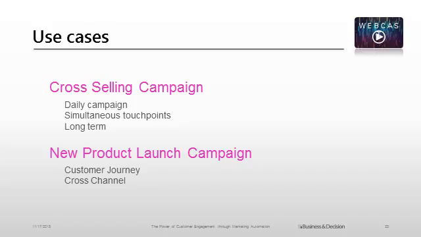Cross-selling campaigns are running on a daily basis to target customers who purchase a product or one of a collection of products, therefore increasing multiple touch points. Those campaigns can be running for months once implemented without any user action. New product launch campaigns are more like a customer journey with touch points running in a sequential order and possibly leveraging multiple channels such as email, direct mail, SMS, or social.